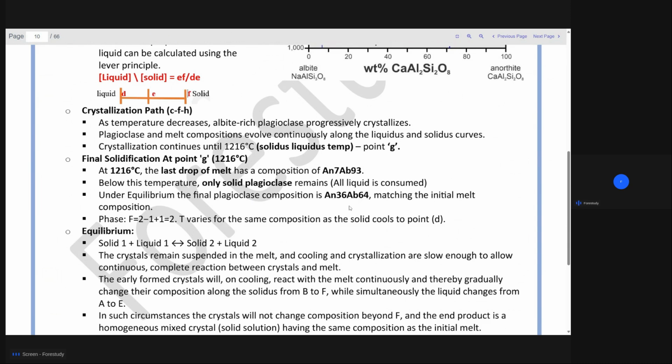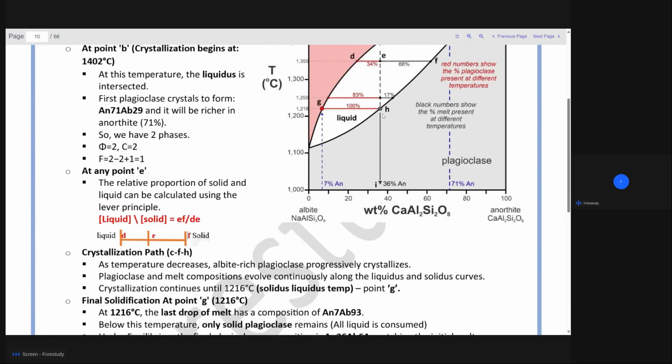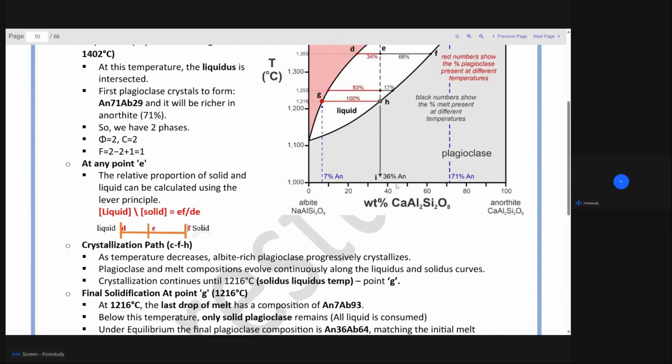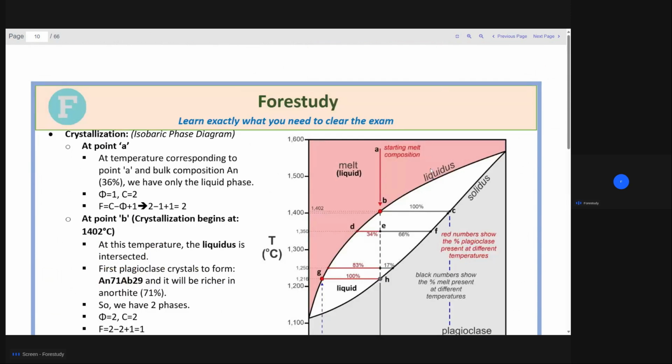The last crystal, this is actually the composition of melt. This is the composition of melt, and this is the composition of the last crystal to form. So the last drop of melt will have 7% anorthite and 93% albite, whereas the last crystal to form will be of composition H, that is 36% anorthite and 64% albite, similar to that of the initial or starting melt composition.